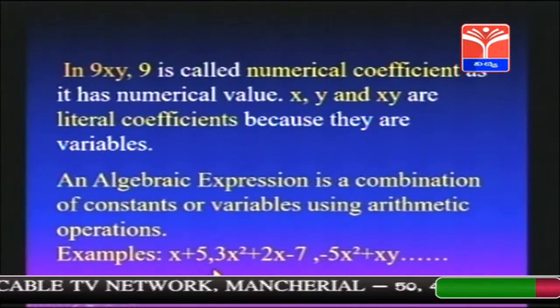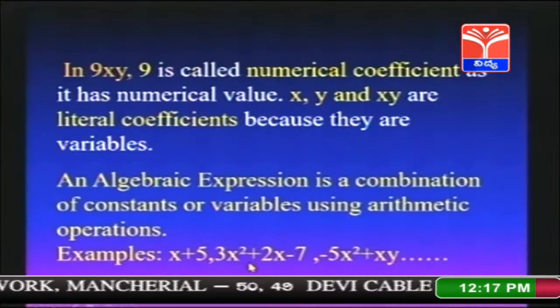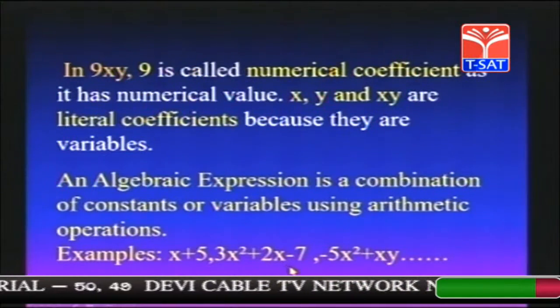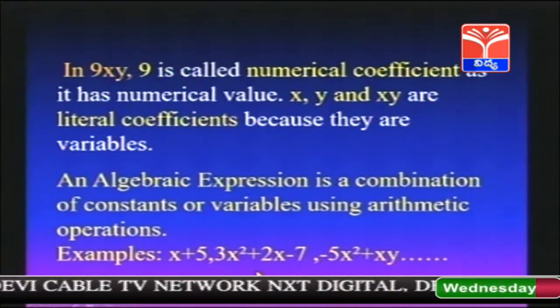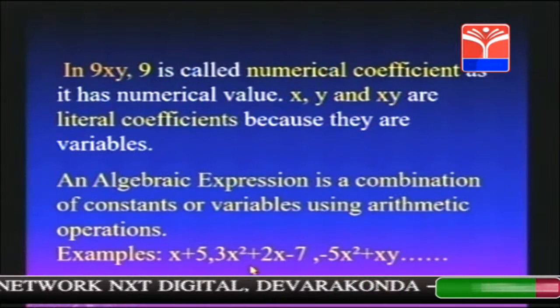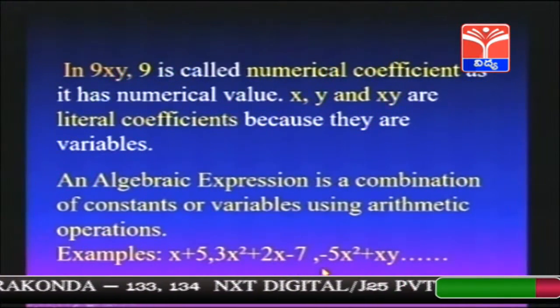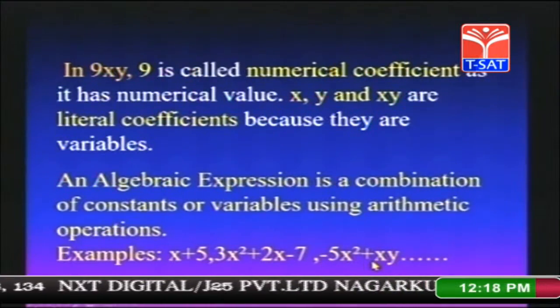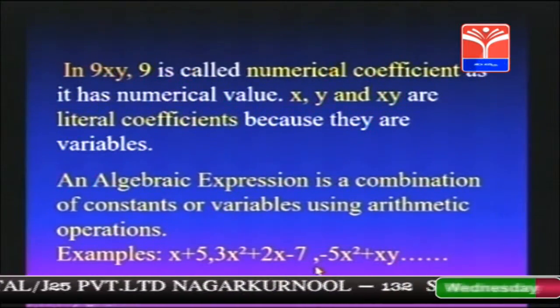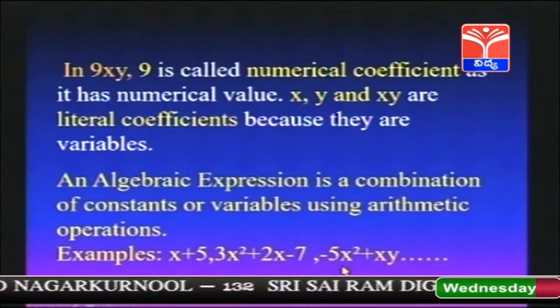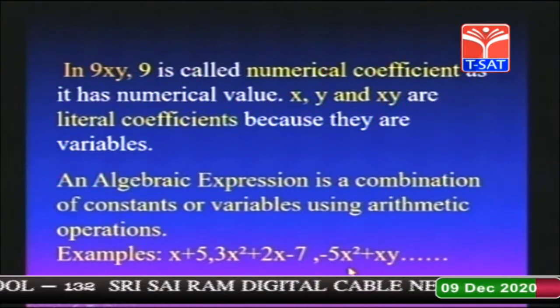3x square plus 2x minus 7 is also an algebraic expression having three terms. Here the operations used are plus and minus. And one more example, minus 5x square plus xy. Here also you can see two terms are combined, with an addition sign in between them.